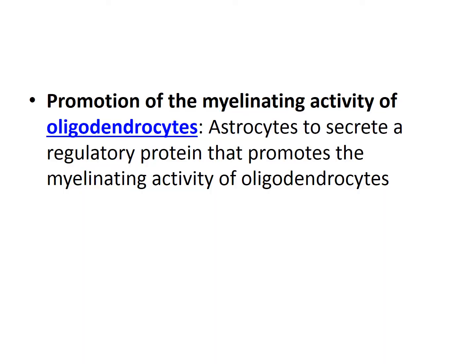The astrocyte functions to help oligodendrocytes make myelin. So although the oligodendrocytes are the makers of myelin, they require astrocytes to promote that function through a regulatory protein.